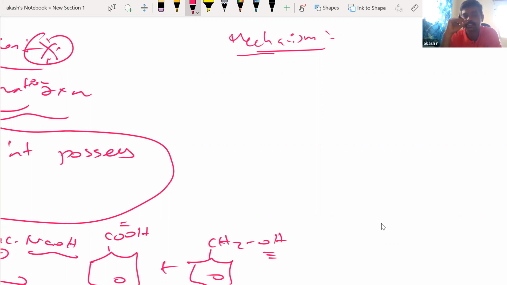Okay, so other than that, we have one uncommon intermediate called carbenes. I don't know how many of you have heard this term, carbenes, right? So other than carbocation, carbanion, and free radicals, this is another important but very uncommon intermediate that you will very rarely see in organic chemistry.